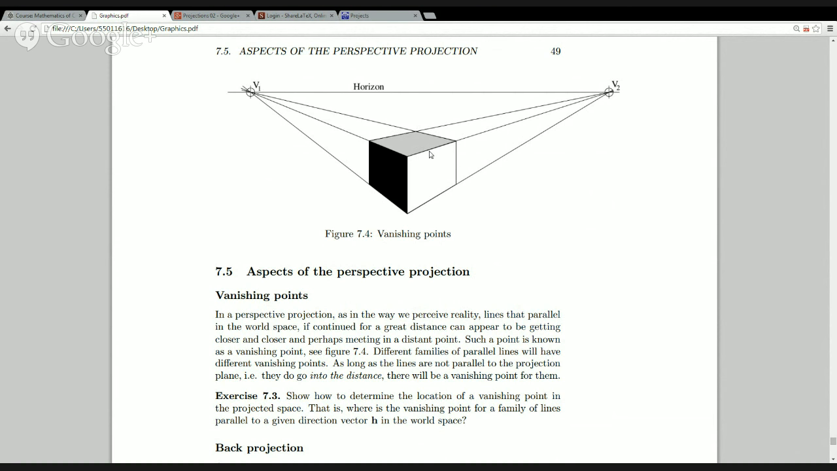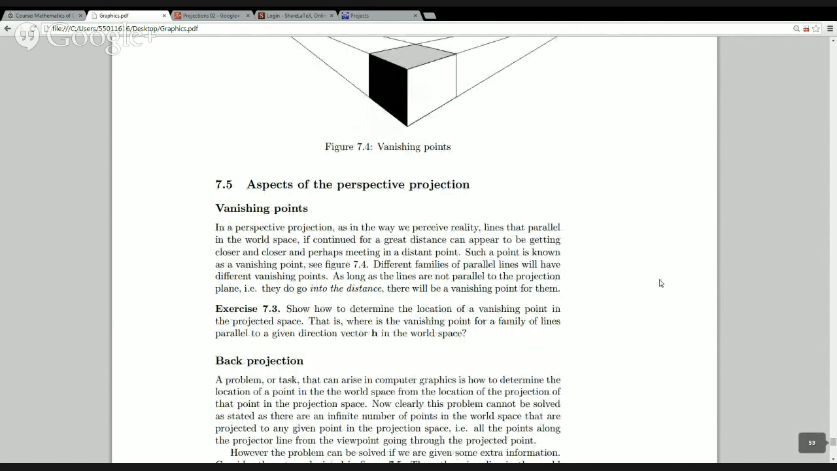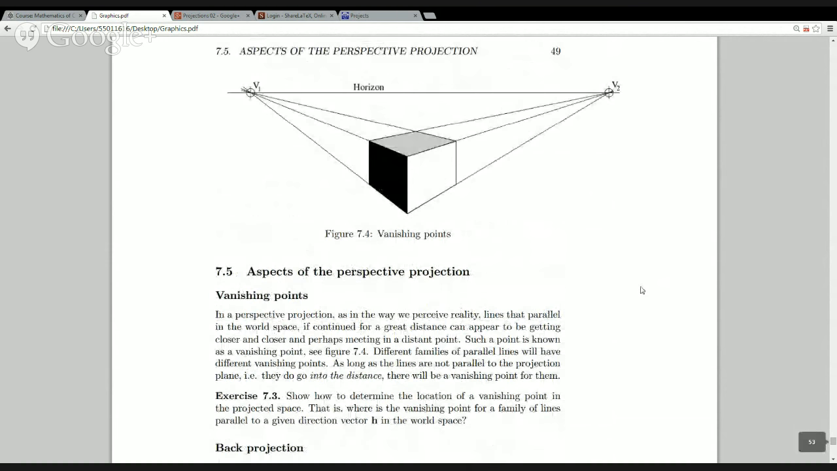Okay, so this is exercise 7.3. Show how to determine the location of a vanishing point in the projected space. That is, where is the vanishing point for a family of lines parallel to a given direction vector h in the world space?